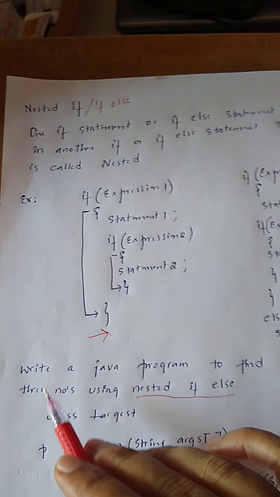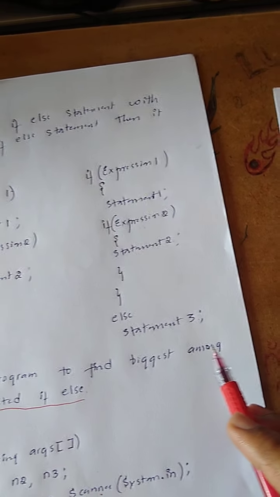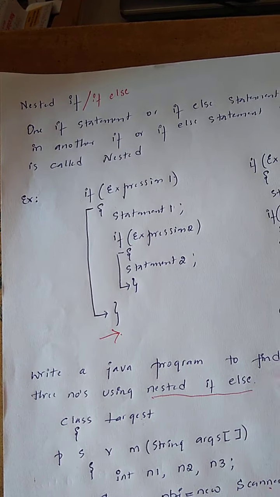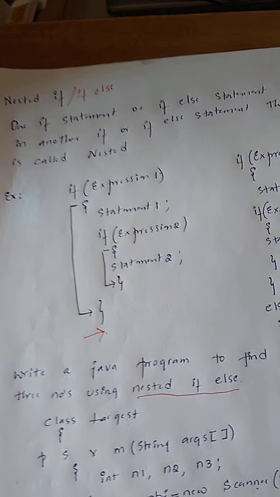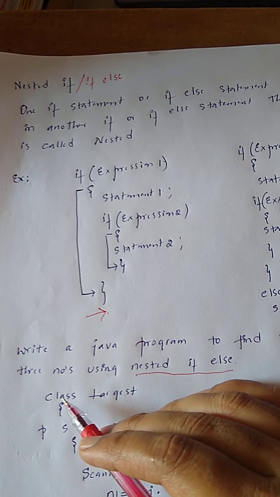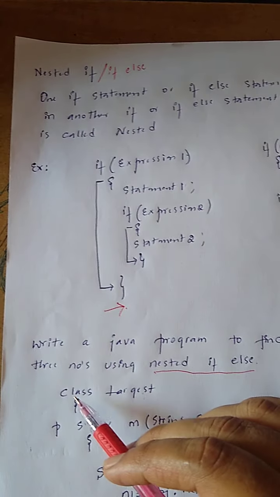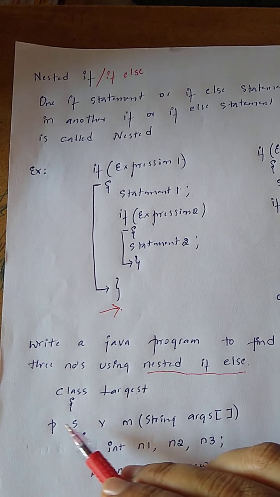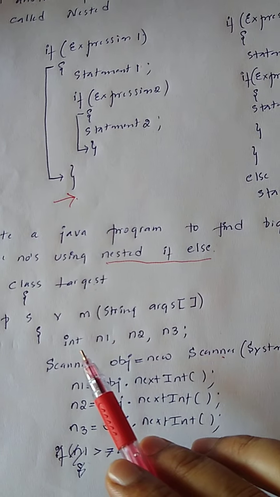Write a Java program to find the biggest among three numbers using a nested if else statement. Since I have to write a Java program, and Java is a pure object-oriented programming language, everything should be within a class. So I have taken a class with the name Largest, within which there is a public static void main.